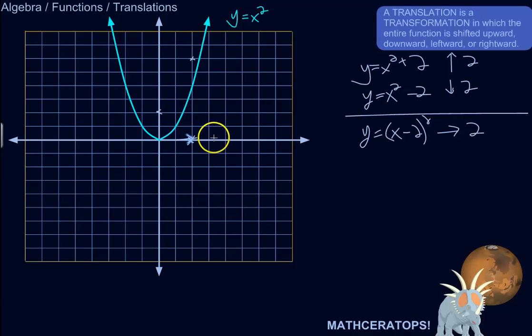Or let's look at another one. 3 squared is 9, so here, but this would be saying 3 minus 2 squared. So 3 minus 2 is 1. 1 squared is 1. So this point would be here. In other words, this point would move 2 to the right. 1, 2. Okay, so x minus 2 squared would be a horizontal shift 2 to the right. And as you would expect, x plus 2 would be a shift of 2 units to the left.